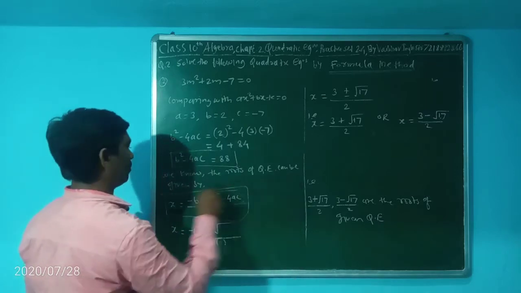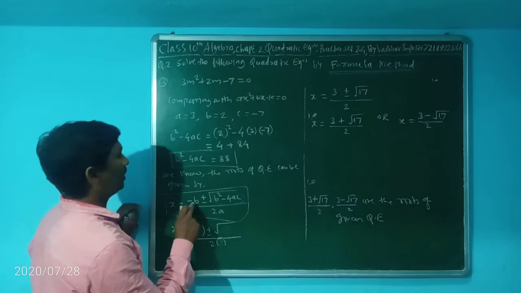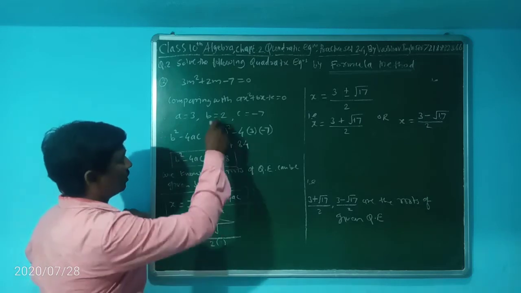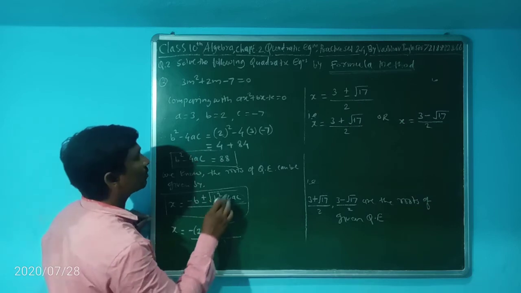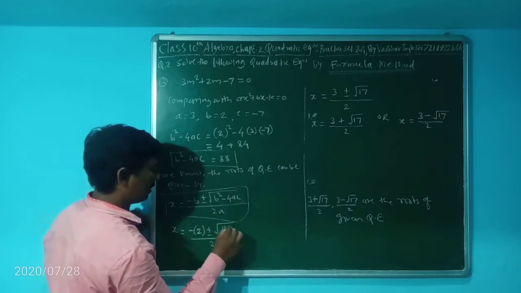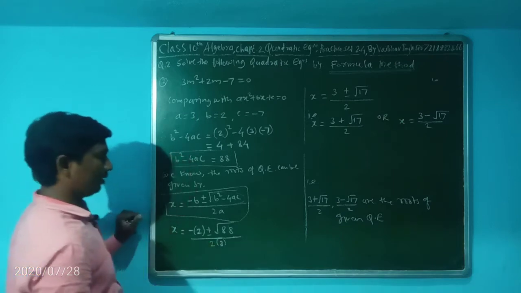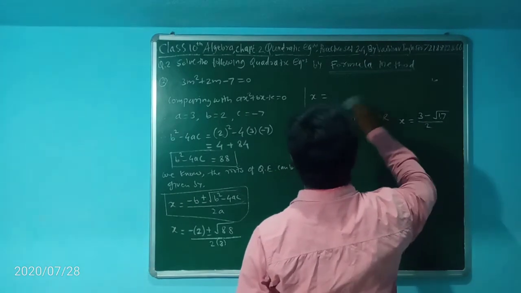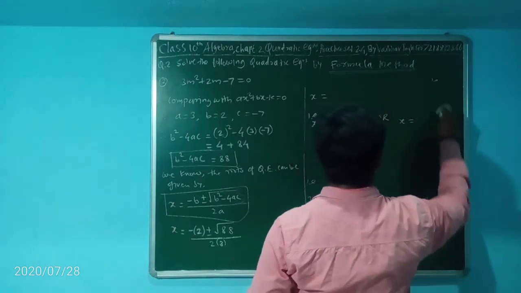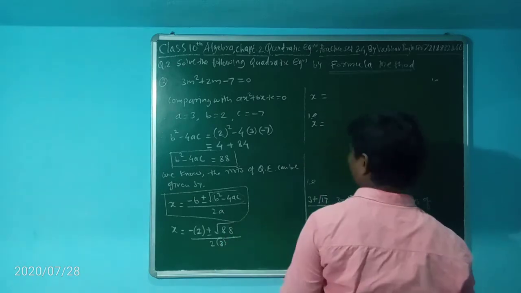We know the roots of the quadratic equation are given by this formula, so put the values to find the roots. Now minus b, so b is 2, so minus 2 plus minus under root b square minus 4ac is 88, divided by 2 into a is 3. Okay, so we have to simplify the above term so that we'll get the roots.